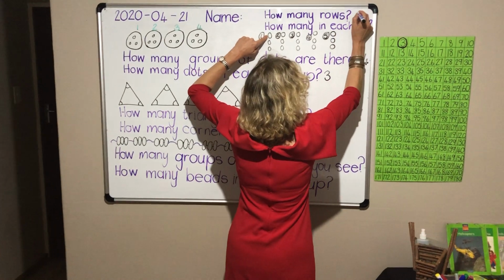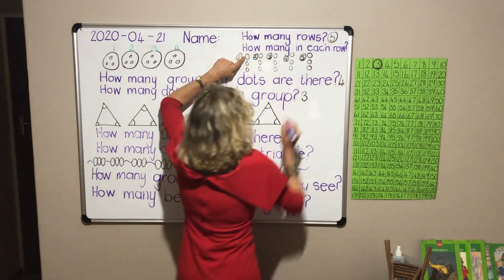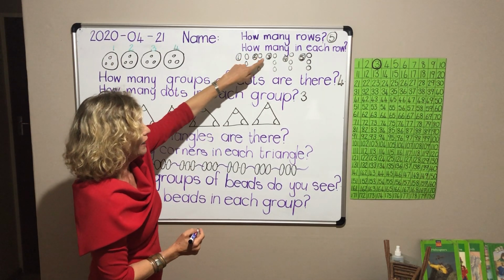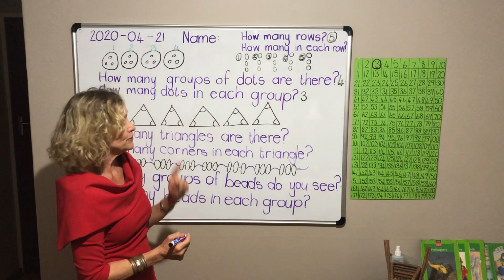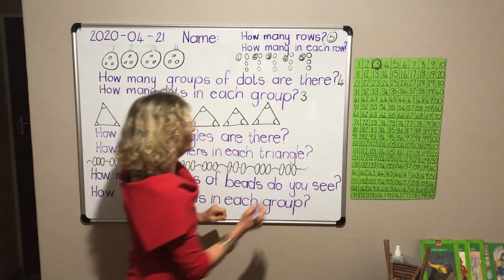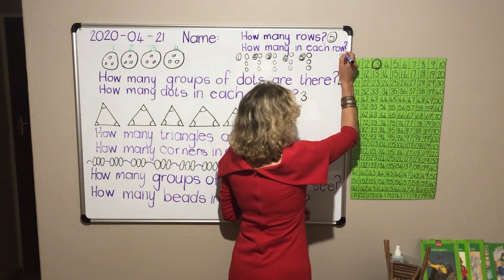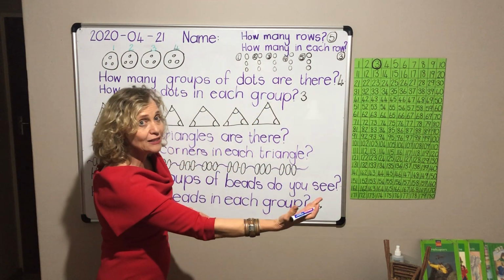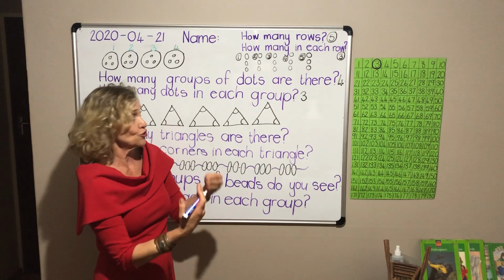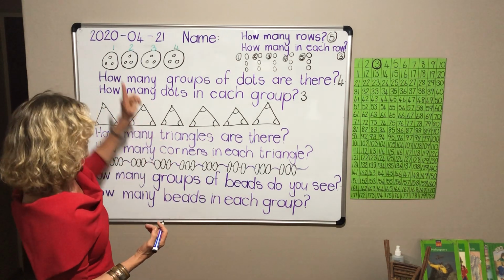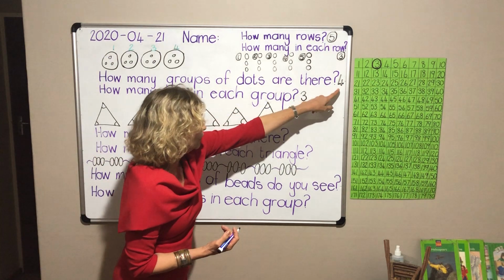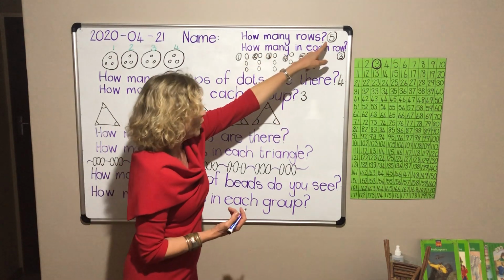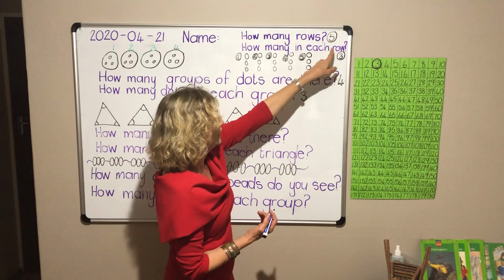And how many in each row? So there's 5 rows there. And how many in each row? 1, 2, 3. And each time you may count them, and it's going to come to 3. How many in each row? 3. Now this is a calculation that a farmer would have to make. How many rows of trees did he plant? How many in each row? So that's the next question always. How many groups of dots are here? 4. How many dots in each group? How many rows? How many in each row?